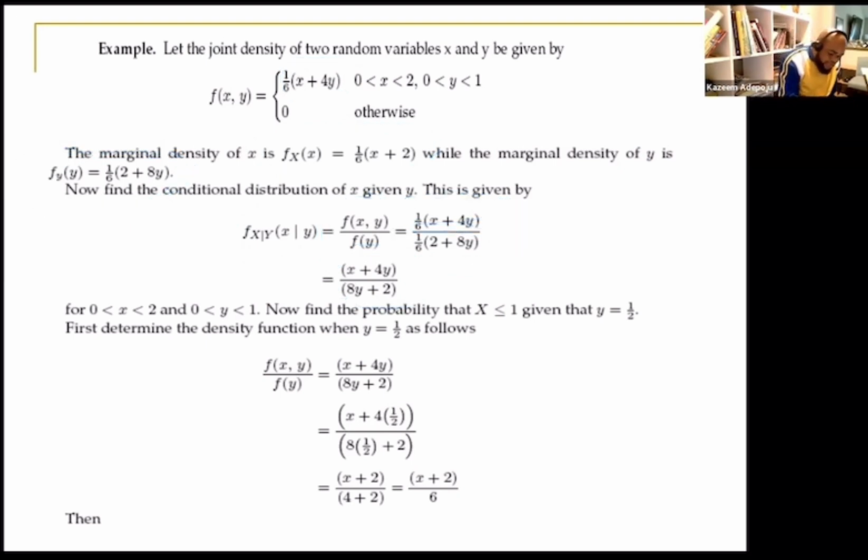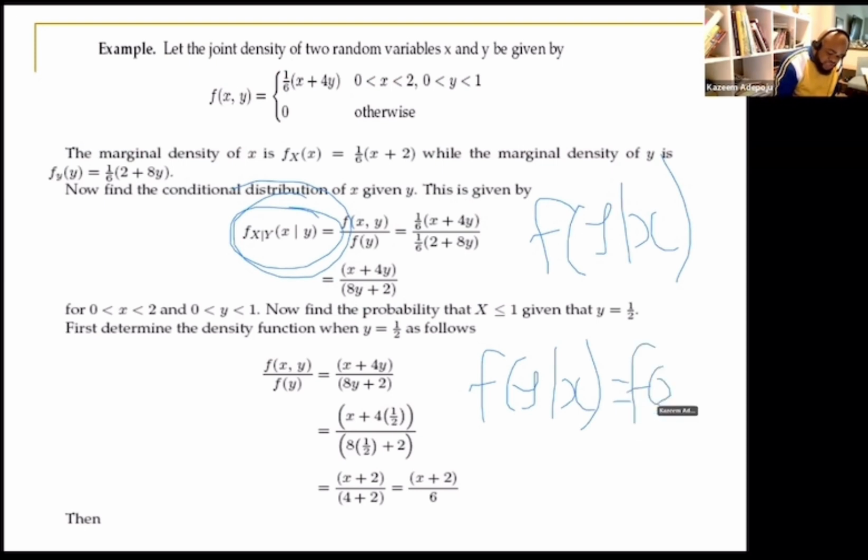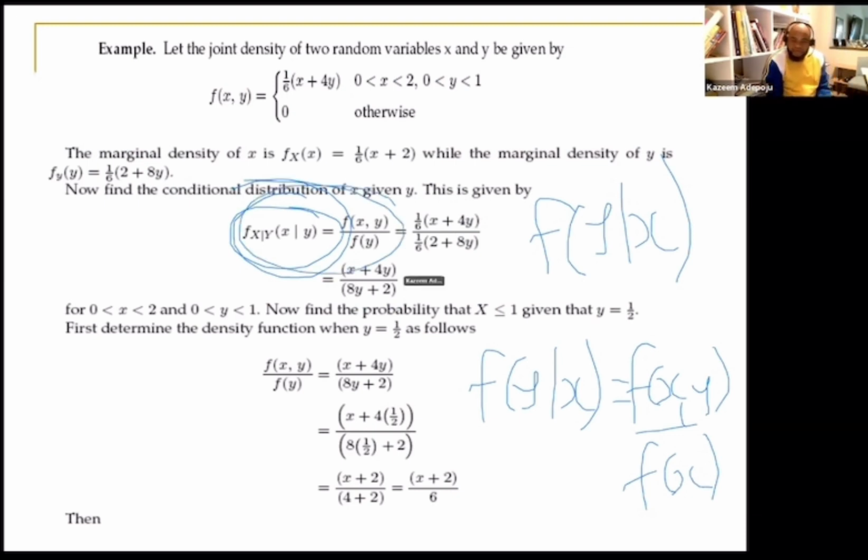Now take a look at this. We can also have f of y given x, at the same time we have f of x given y. They are not the same. The f of y given x is basically going to be the joint divided by f of x. And the f of x given y is basically going to be f of xy divided by f of y.